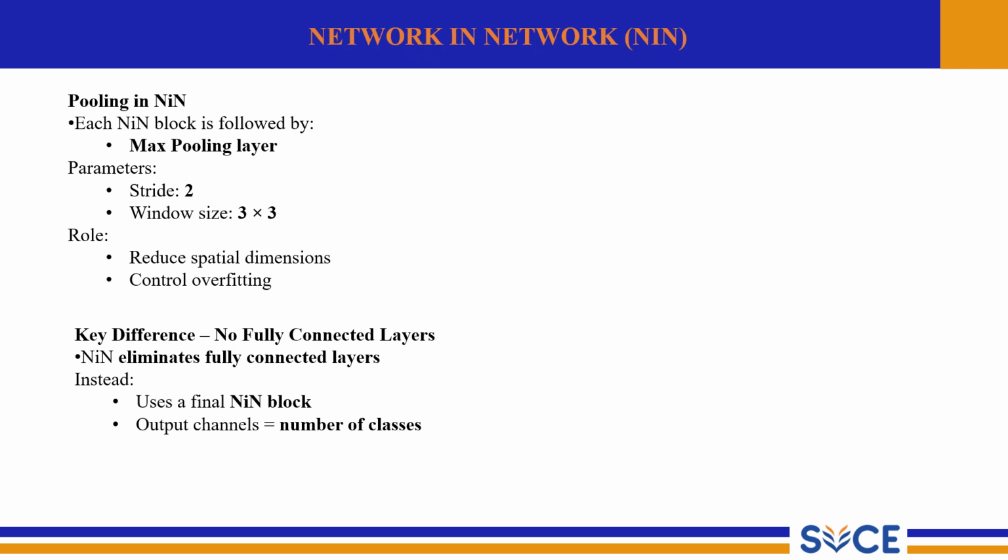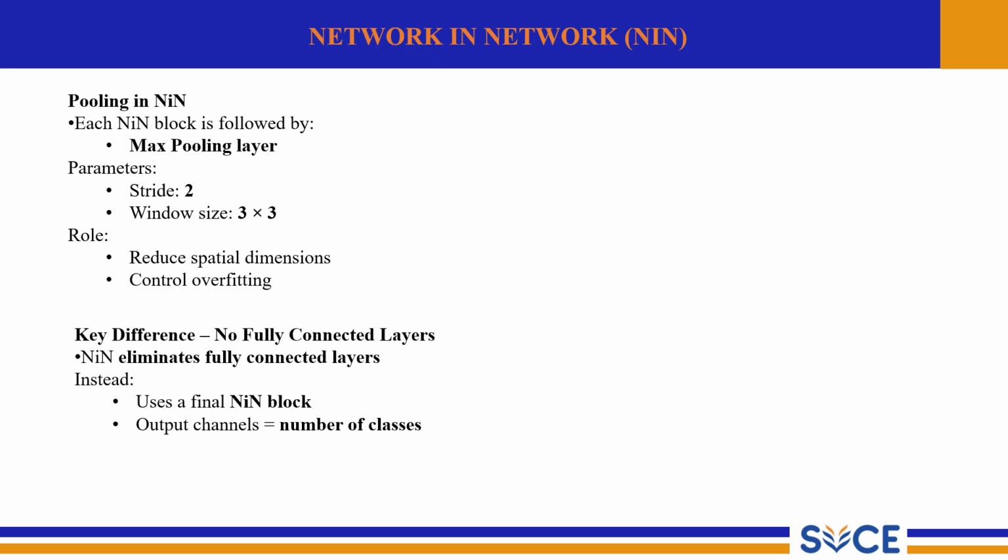Now, moving to the key difference in NIN architecture. Unlike traditional convolutional neural networks such as AlexNet and VGG, NIN completely eliminates fully connected layers. Fully connected layers usually require a very large number of parameters and consume significant memory. Instead, NIN introduces a more efficient approach. It uses a final NIN block where the number of output channels is equal to the number of target classes. This means that each channel directly corresponds to one class.